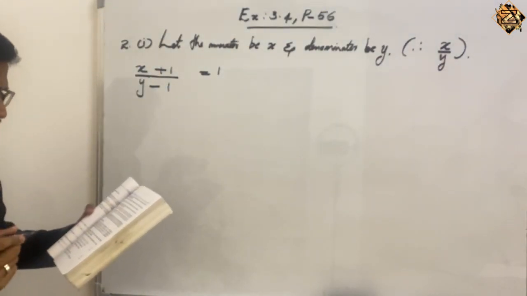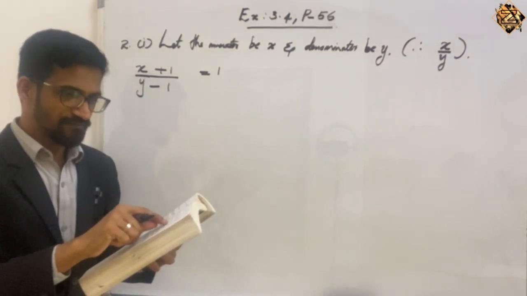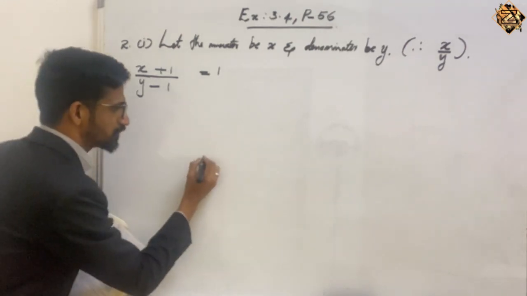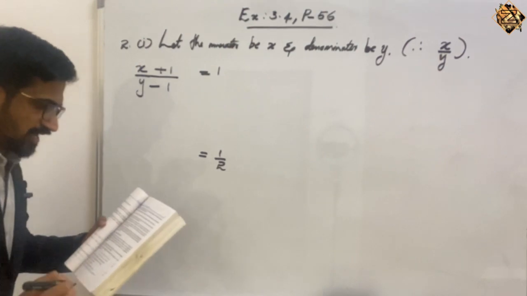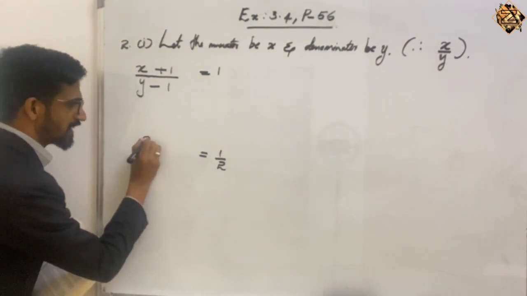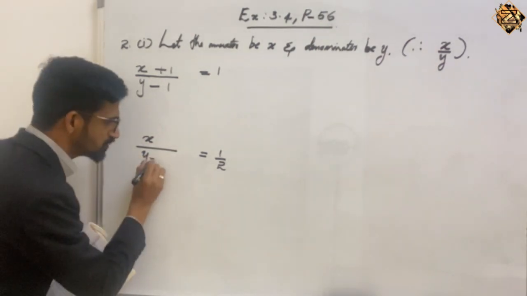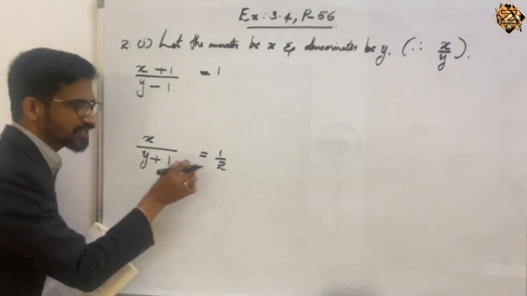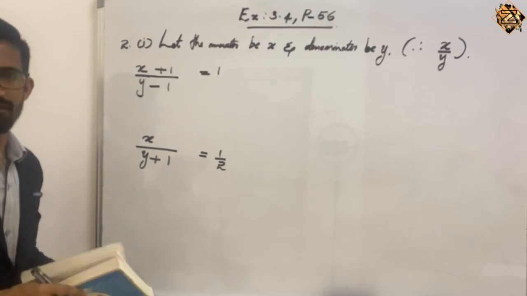In the same question one more condition is given, that the fraction becomes 1 by 2. The fraction becomes 1 by 2 when we only add 1 to the denominator. The fraction we have is x by y. If we only add 1 to the denominator, the fraction reduces to 1 by 2. What is the fraction? We have to find the fraction.